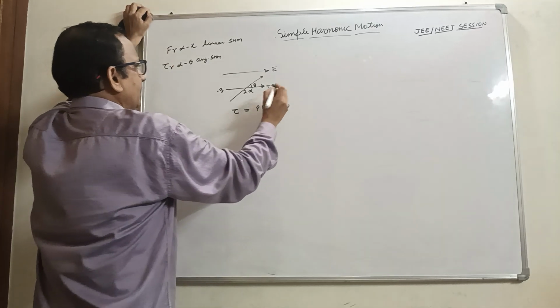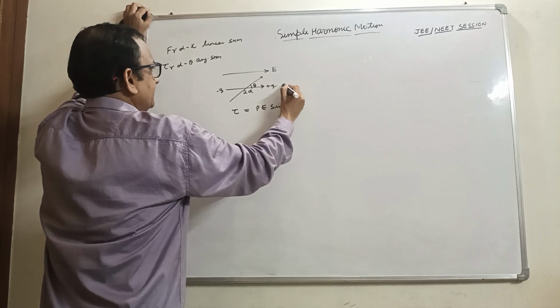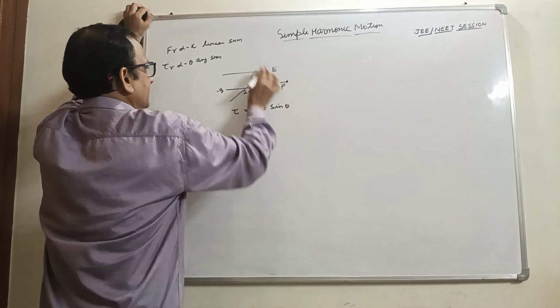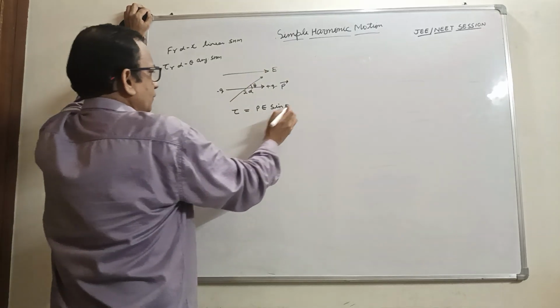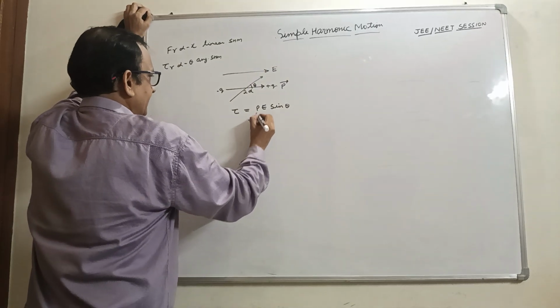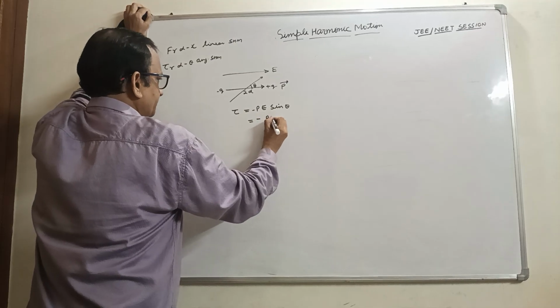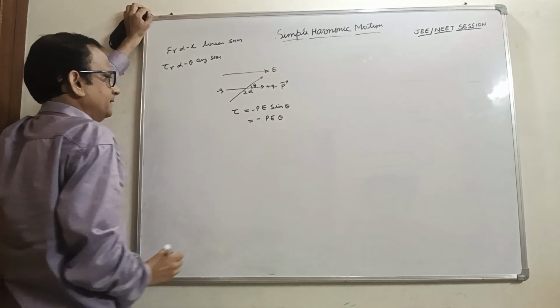We know the torque on the dipole. This is the dipole P, here is its direction, and the dipole is shifting. This is the direction of the electric field. So the torque would be P E sin theta. This would be negative, minus PE theta, since theta is very small and sin theta is approximately theta.